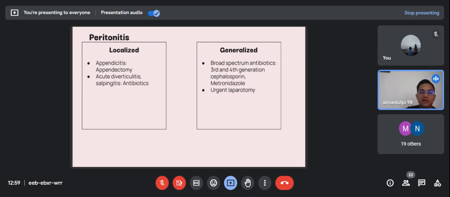To cover both aerobic and anaerobic bacteria. Anaerobic. Okay. So anaerobic apa dia? Itulah choice anaerobic yang mana satu? To cover both ada dua, mana satu?